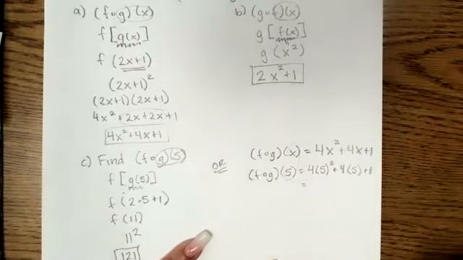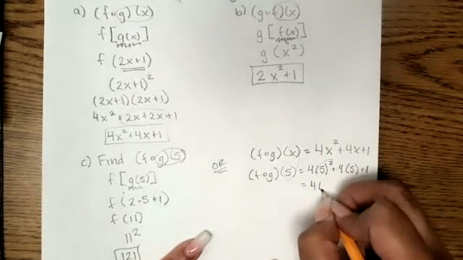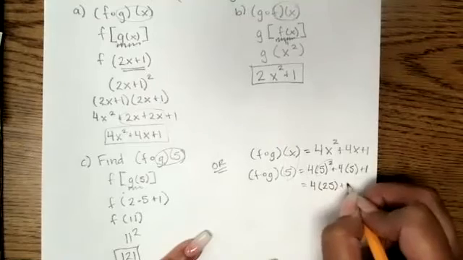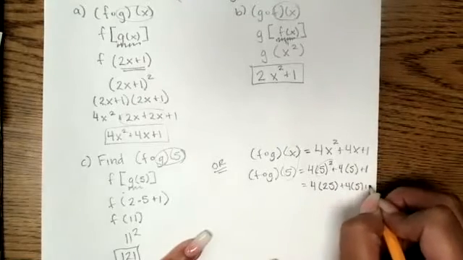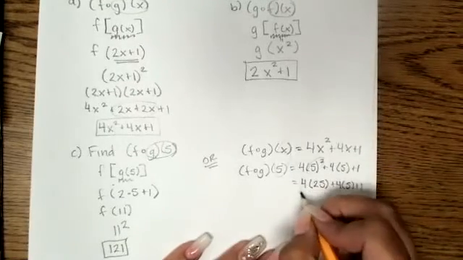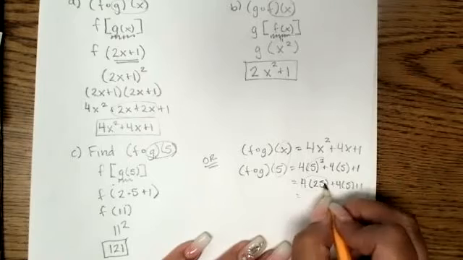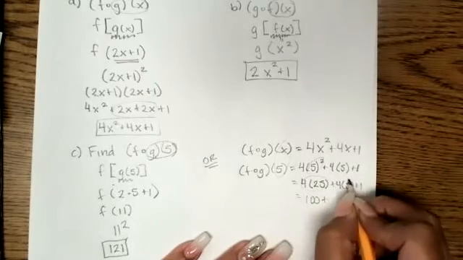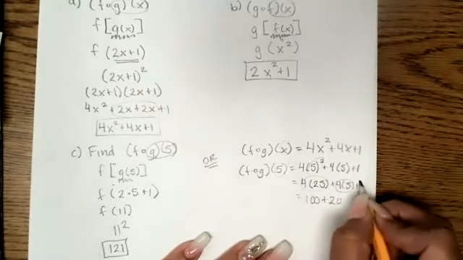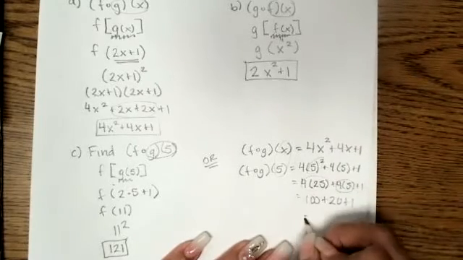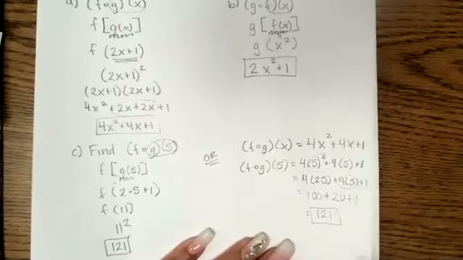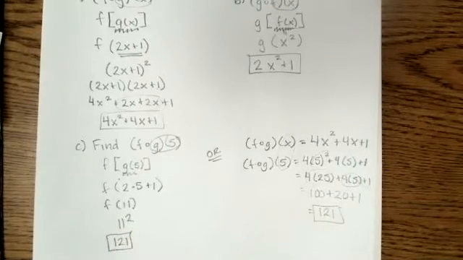Order of operations says to do exponents first. 5 squared is going to be 25. Next, I'm going to multiply. 4 times 25 is 100. 4 times 5 is 20. And then I have this plus 1, and that equals 121. So you could solve it both ways.